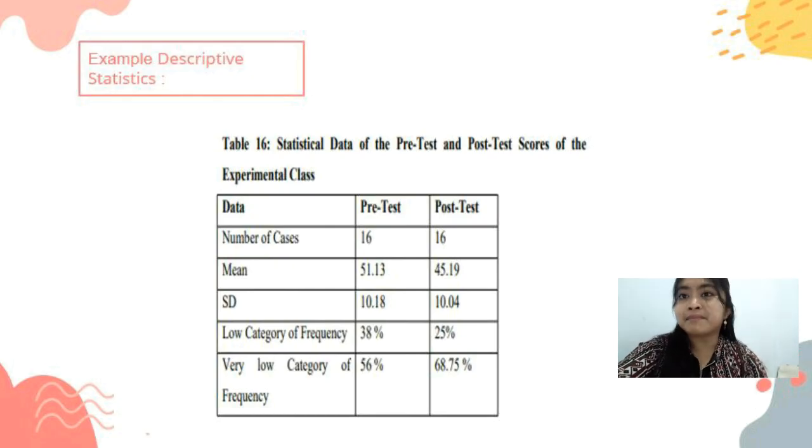The next, an example of descriptive statistics. In this example, we took a thesis titled The Effect of Using Mind Mapping on the Reading Comprehension Ability of the 10th Grade Students at Senior High School 3 Maret Yogyakarta in the academic year of 2014/2015.